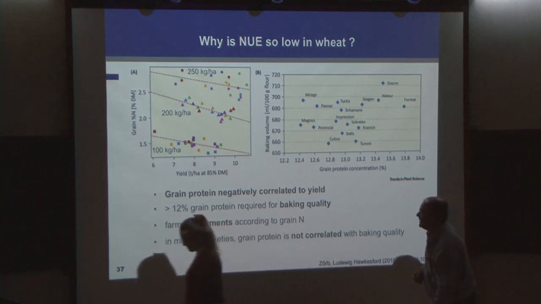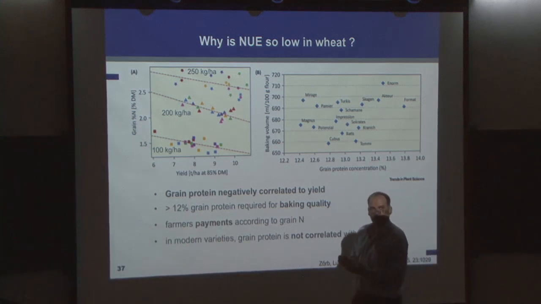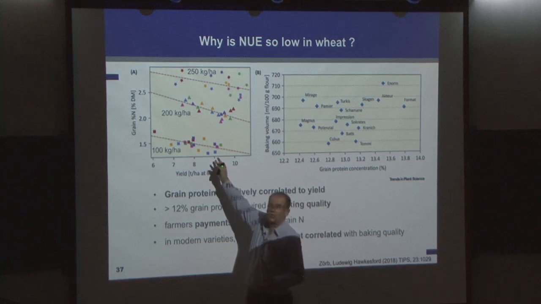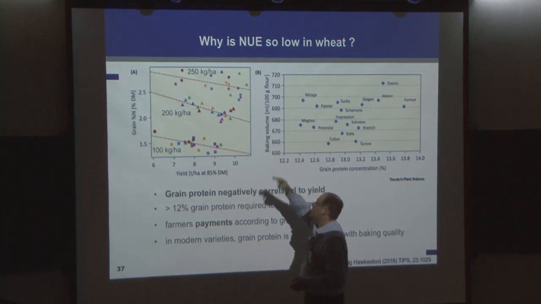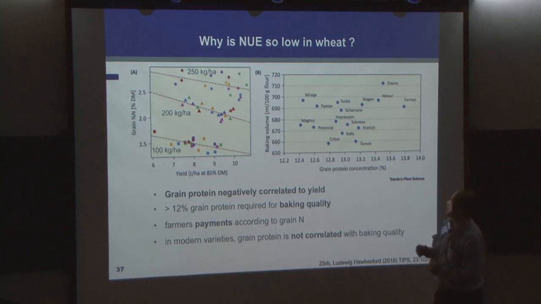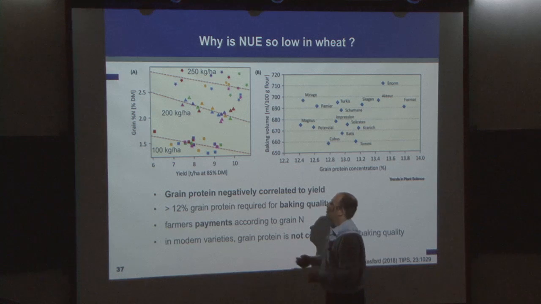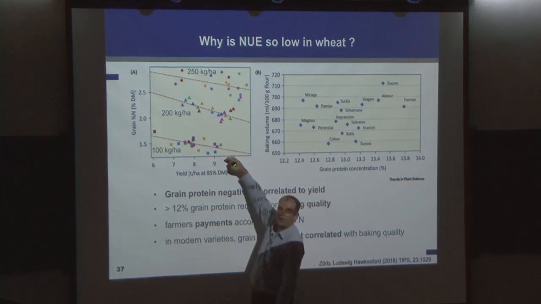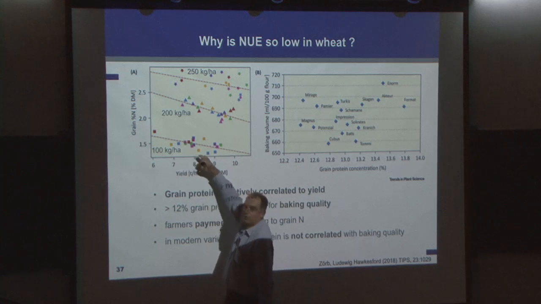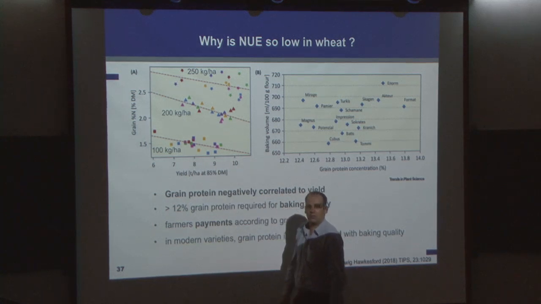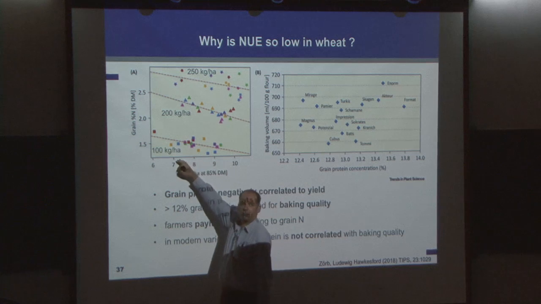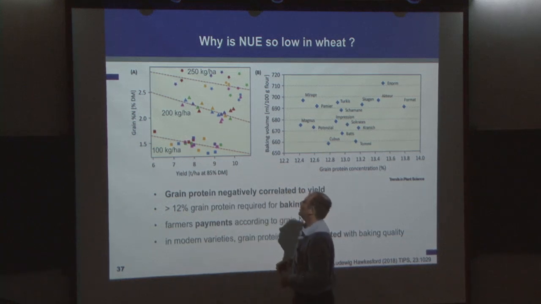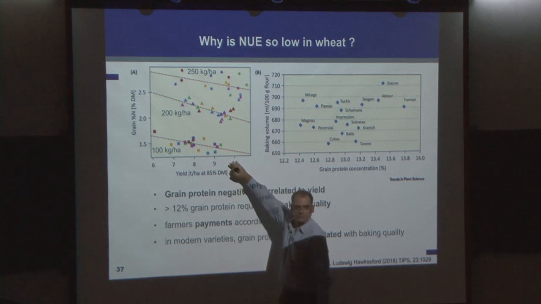Sorry, thanks. So this negative correlation was not possible to break. What you see here is different genotypes in different colors, fertilized at 250 kilograms per hectare, or 200 kilograms per hectare, or 100 kilograms per hectare in a breeding program in England. And, well, with less fertilization and less nitrogen, you get less protein in the grains and less nitrogen. Nitrogen and protein are directly correlated. And you don't get enough baking quality.